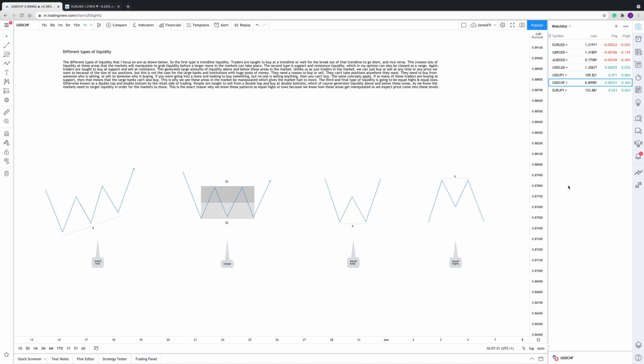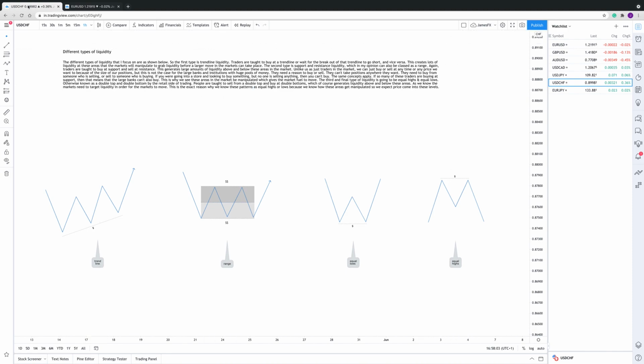So if we start on trendline liquidity, we're going to be looking at an upsloping trend line for our example. Traders are taught to buy at a trend line or wait for the breakout to go short, and vice versa when looking at a downsloping trend line. As you can imagine, this creates lots of liquidity at these areas that the market will usually manipulate to grab liquidity before a larger move can take place.